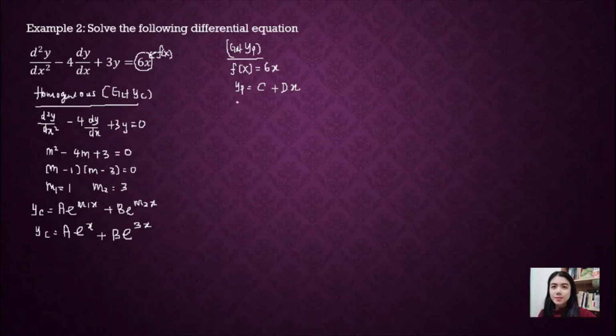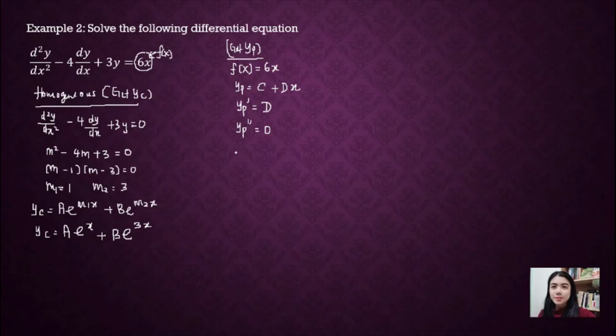So let's differentiate the yp. The c here is a constant, and differentiating a constant gives 0. If you differentiate dx, it will give you d. Then differentiate some more: y double prime, and this one is a constant, so differentiating it gives you 0.